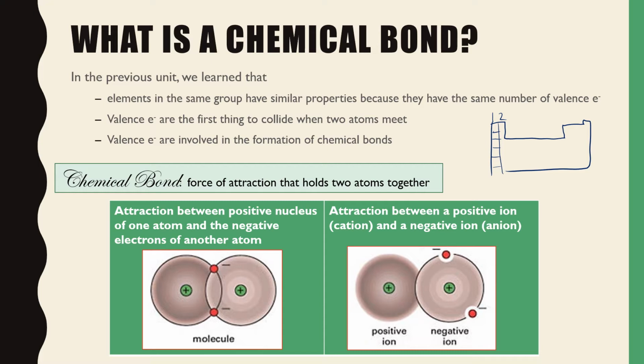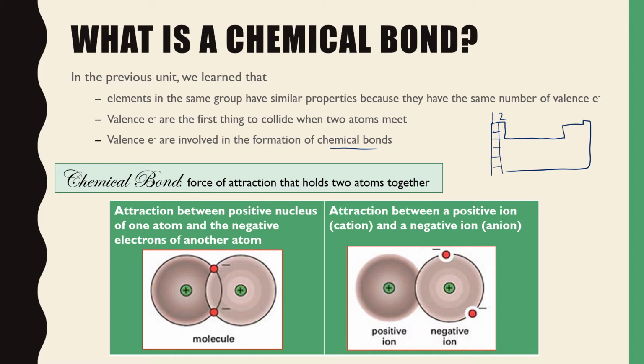Valence electrons are the first thing to collide when two atoms meet. So look in our pictures down here, we see the electrons in red. When these two atoms come in and collide, the valence electrons are the first two things to meet. Valence electrons are involved in the formation of chemical bonds. So let's write down our definition. A chemical bond is nothing more than a force of attraction that holds two atoms together. There's no actual physical line or stick. It's just a force of attraction that holds two atoms together.